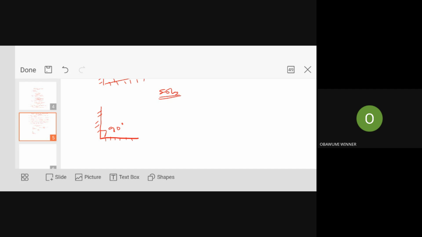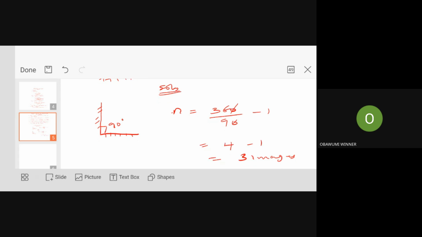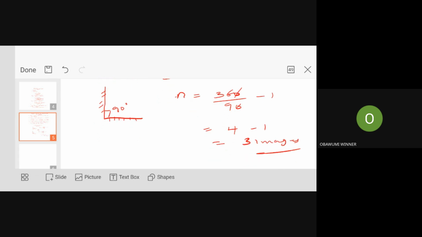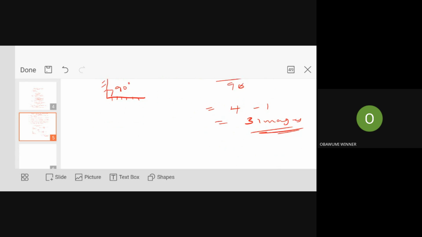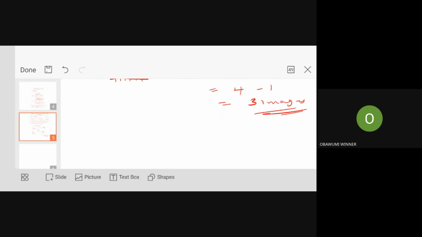I'm going to use that formula: the number of images formed n is going to be 360 divided by theta, which is 90, minus 1. If I cancel out the 0, 36 over 9 gives me 4, and 4 minus 1 gives me 3. So it means that 3 images are going to be formed if I incline the mirrors at 90 degrees with each other. All right. Also, what if I now change the angle of inclination to 60?